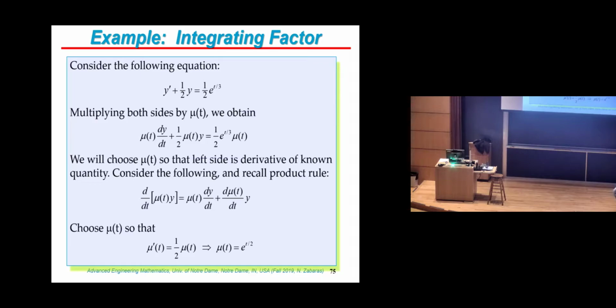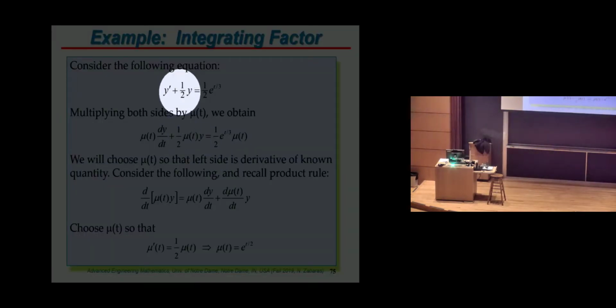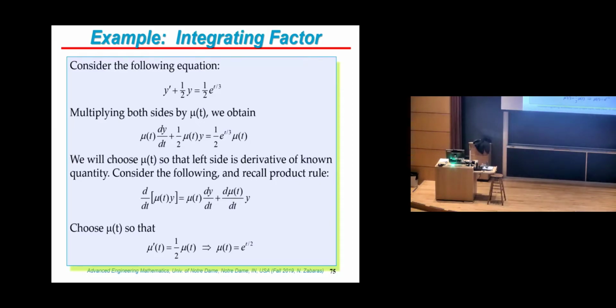The integrating factor is a function of t to be specified such that if we multiply this equation by it, the equation may become easier to solve. So let's figure out what this mu of t should be. I multiply this equation by mu of t, left and right hand side. Now concentrate on the left hand side. I want to make the left hand side the derivative of mu times y.